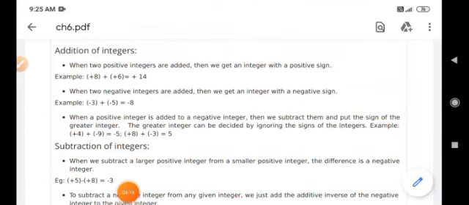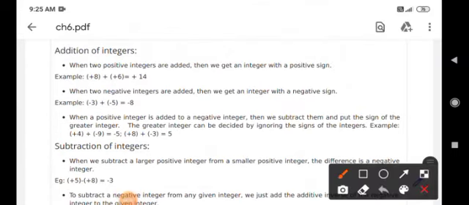Now I will explain addition of integers. When two positive integers are added, then we get an integer with a positive sign. You can see the example, +8 and +6, both are positive numbers. If you add 8 and 6, it will become 14, and the sign will be positive because both the values are positive.